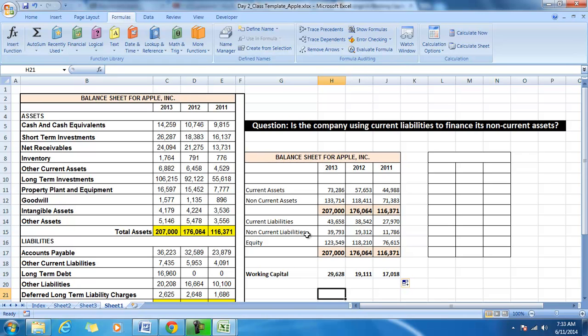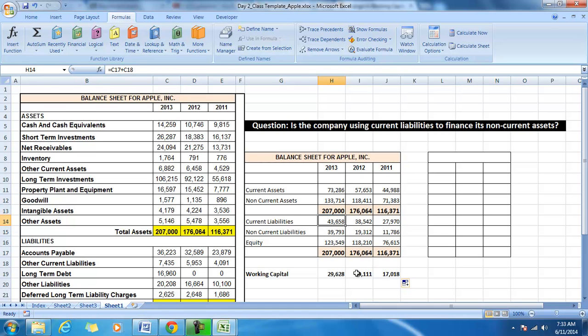But it's possible that some companies may have negative working capital. The negative working capital is a situation where the current liabilities are more than the current assets. In that case, a part of the current liabilities is said to have been used for acquisition of the non-current assets, or part of the non-current assets are said to be financed by current liabilities.